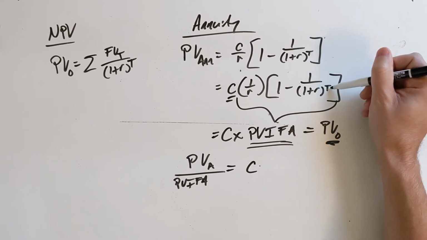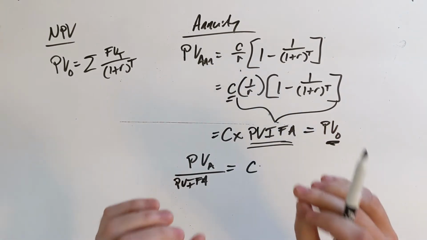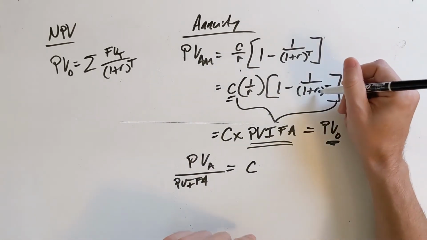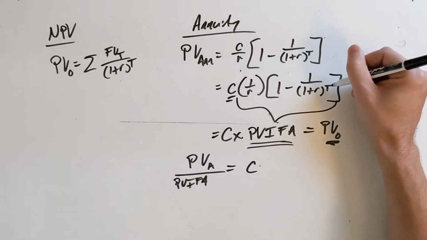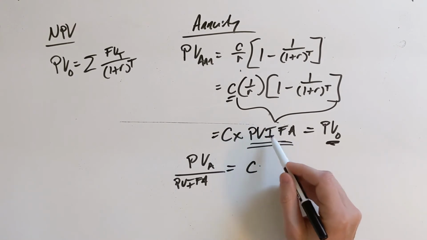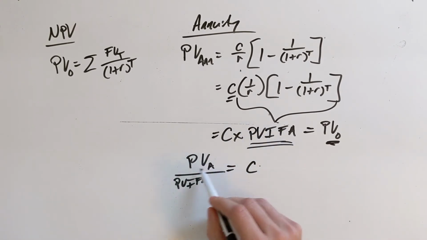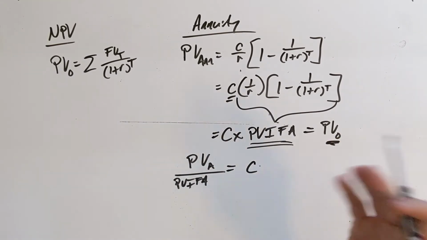This would be the number of payments on your mortgage. So if it's a 30-year loan with monthly payments, you would have the interest rate per month as R, and you would have 360 as T. That's the factor. And if you take the value of your home divided by that factor, that will tell you, here's the payment that you are going to have to pay on your mortgage for the next 30 years.